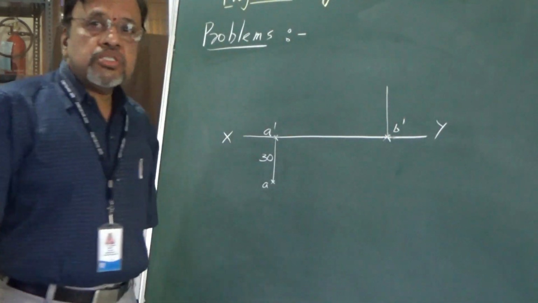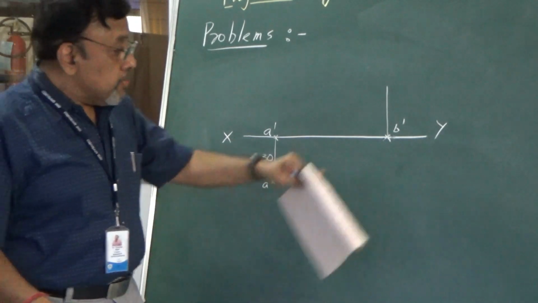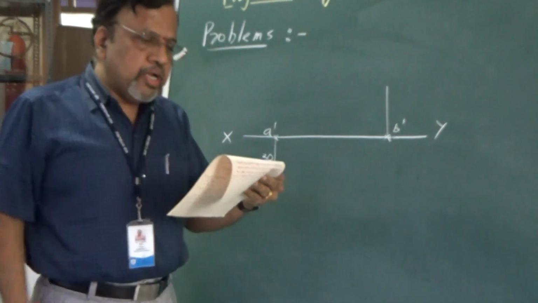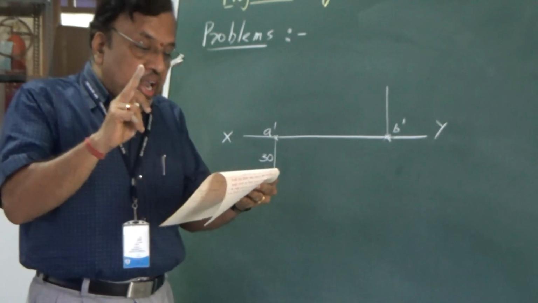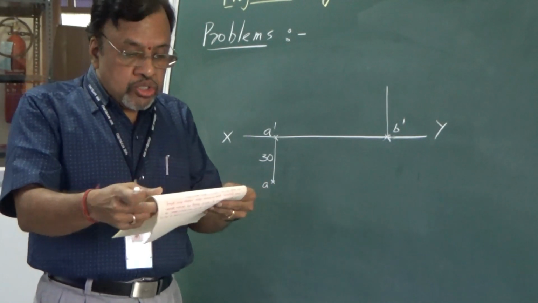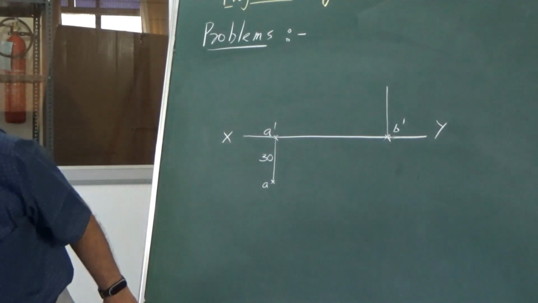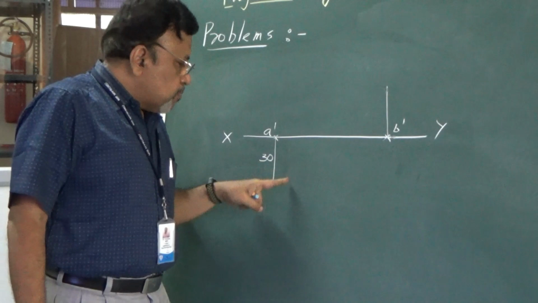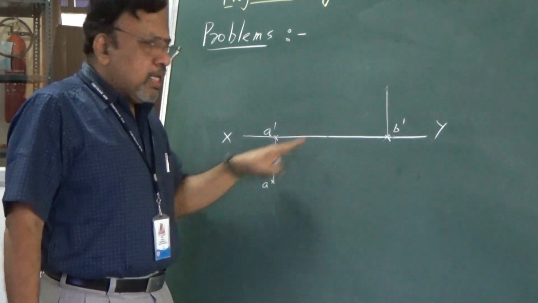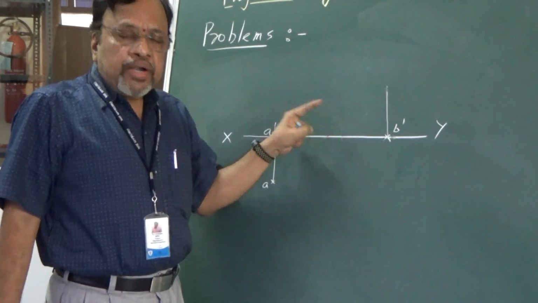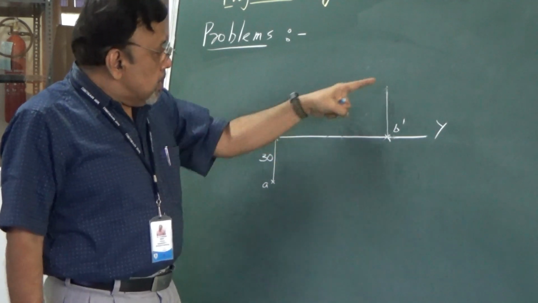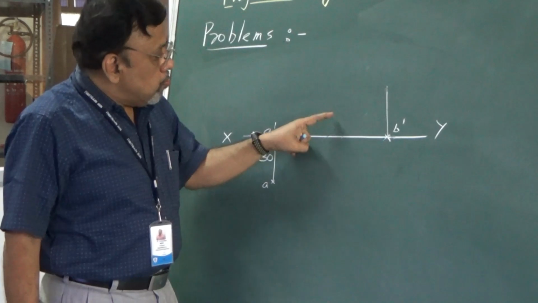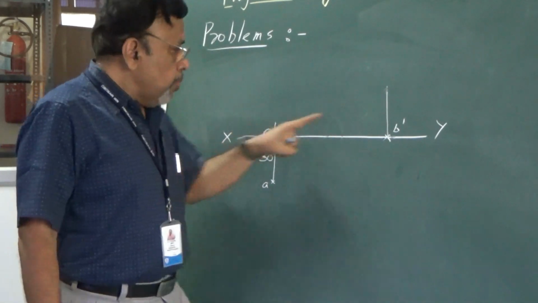But I don't know this distance. What have I given? Instead of giving this distance directly, I have given another statement indirectly: the line joining their top views makes an angle of 45 degrees with XY. So this is the XY line, and the line joining them. I cannot randomly join, because if I randomly join, that angle may be anything. The line joining A and B should make an angle of 45 degrees with reference to XY.